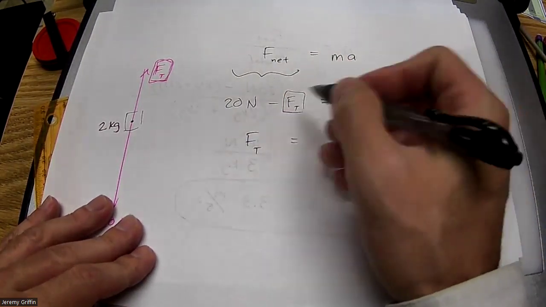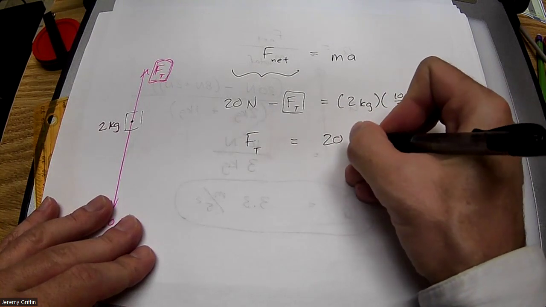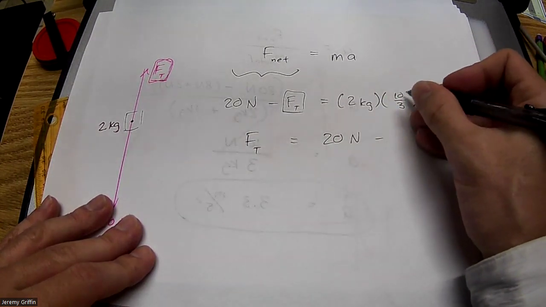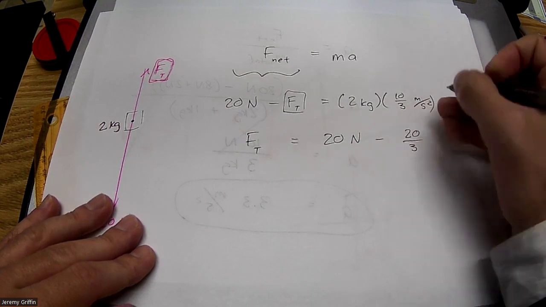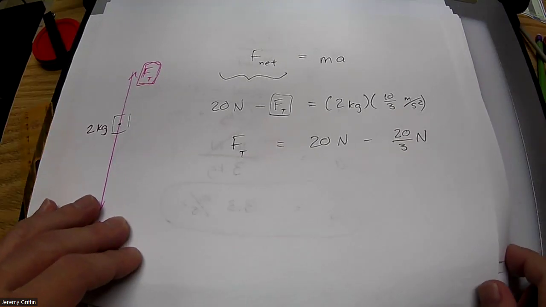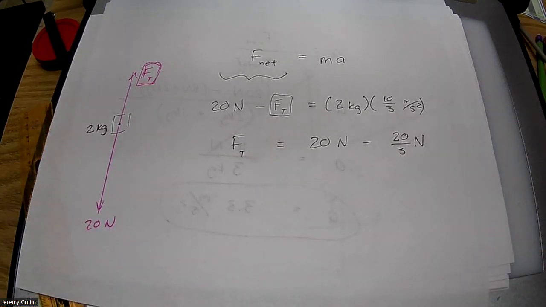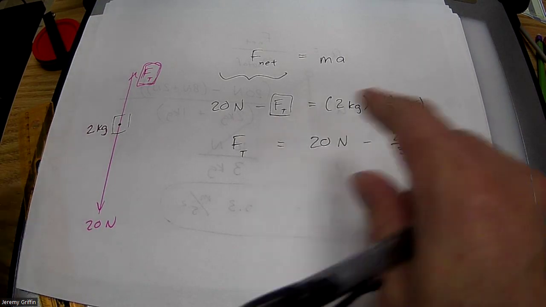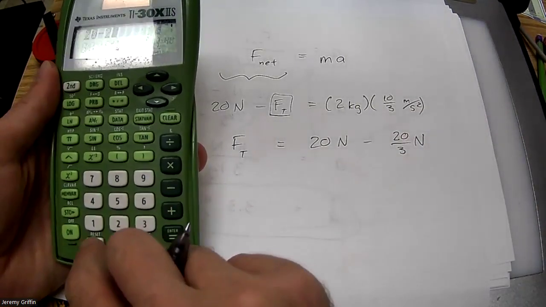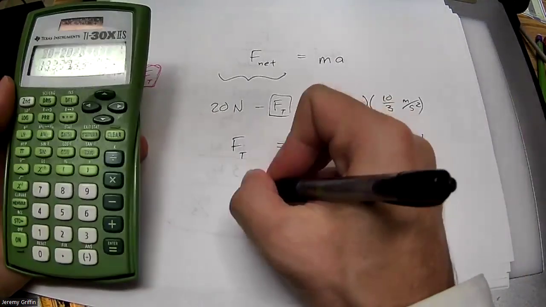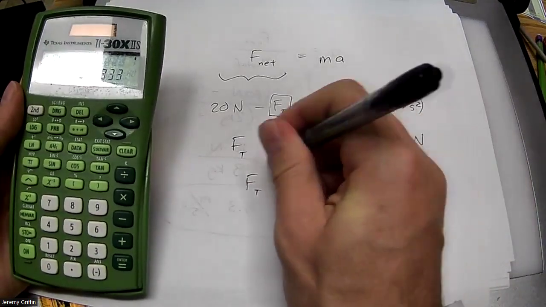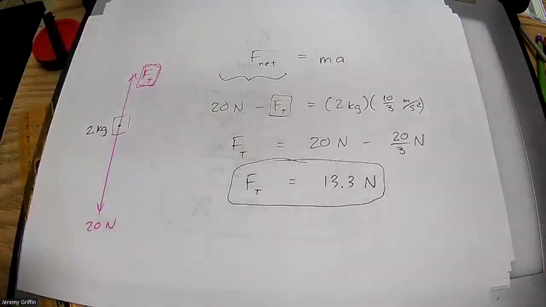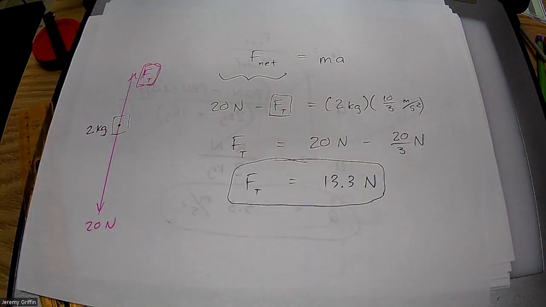So if I rearrange this a little bit, I can get the tension force. This is just an algebra step. Tension equals 20 newtons minus 2 kilograms times 10/3. So 2 times 10 is 20 over 3, kilogram meter per second squared, which is newtons. So the tension force is 20 minus 20 over 3, which is 13.3 newtons. Remember from the outset, I was guessing it's probably close to 15 newtons. Yeah, that's pretty close right there.